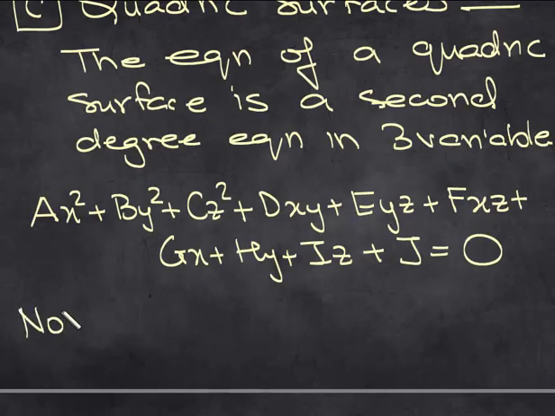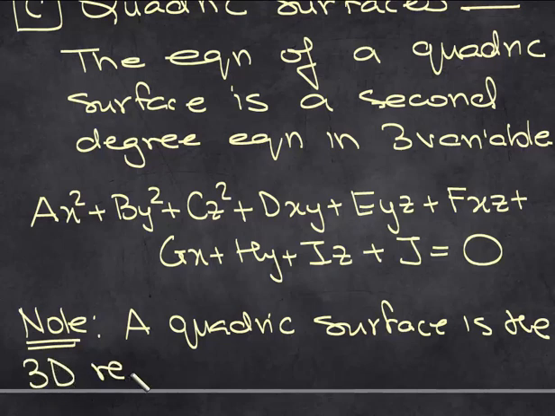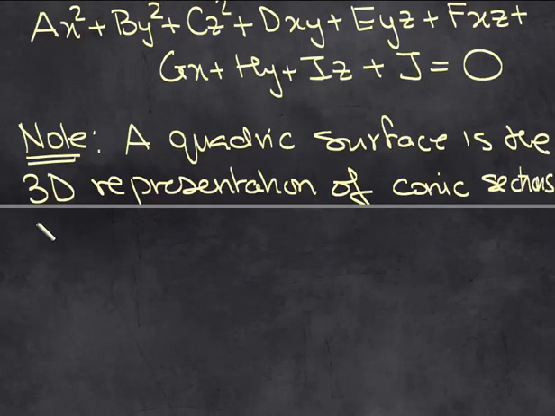We'll just put a note. A quadric surface is the 3D representation of conic sections in 2D. So basically they're just 3D representations of conic sections in 2D.